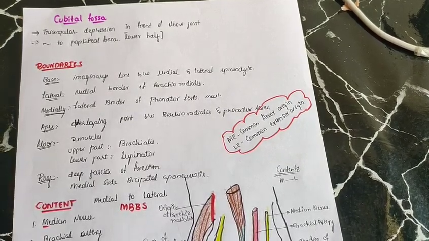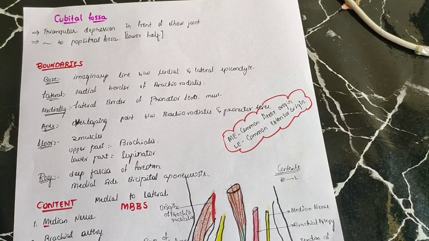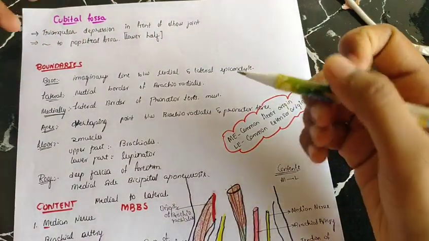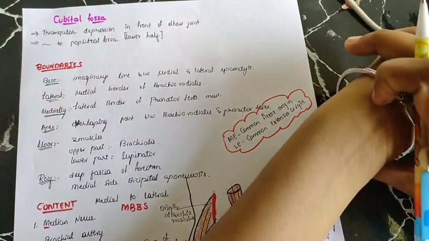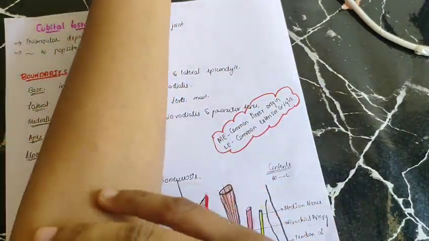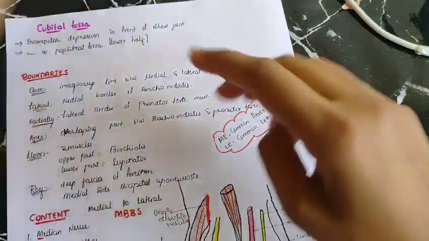In this video, I'll be teaching cubital fossa, which is an important question for the university exam, 5 mark question, and it is also important for the entrance exams, like PG exam. This cubital fossa is present in front of the elbow joint. This is the elbow joint. In front of the elbow joint, you can see the triangular depression. This is the cubital fossa.